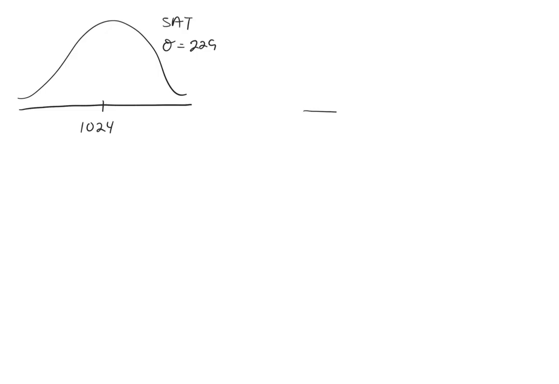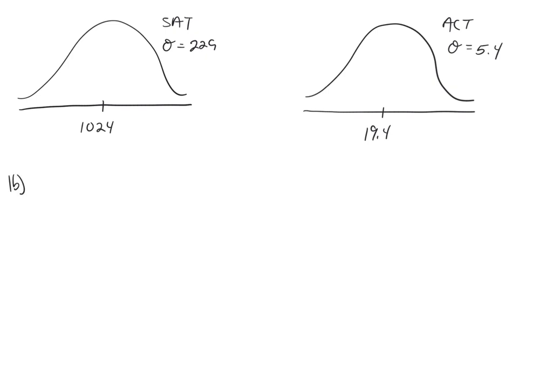Let's do the same thing for the ACT scores, which are also normally distributed, with a mean of 19.4, and it has a standard deviation of 5.4. Okay, let's take a look at question 1B. In question 1B, we're told that University of Florida accepts students who typically have an SAT score between a 1320 and a 1470. So let's go ahead and use our drawing here and mark it on the normal distribution.